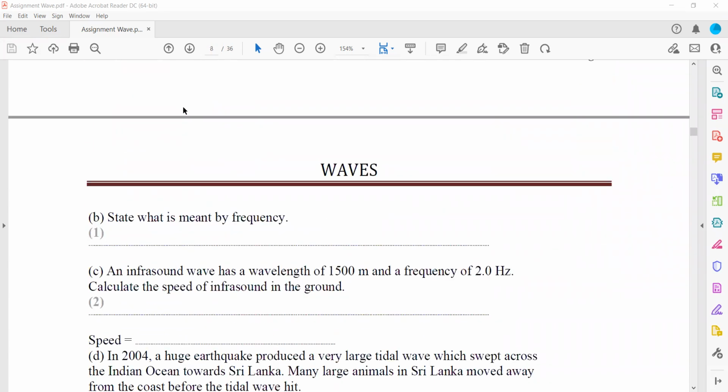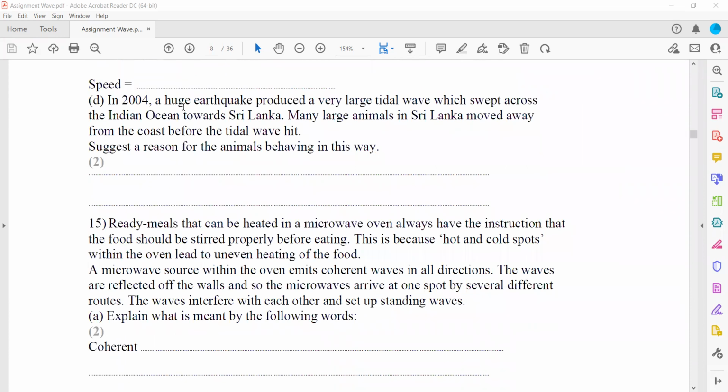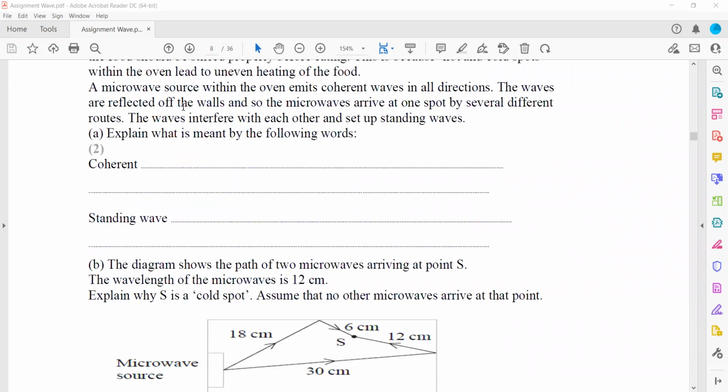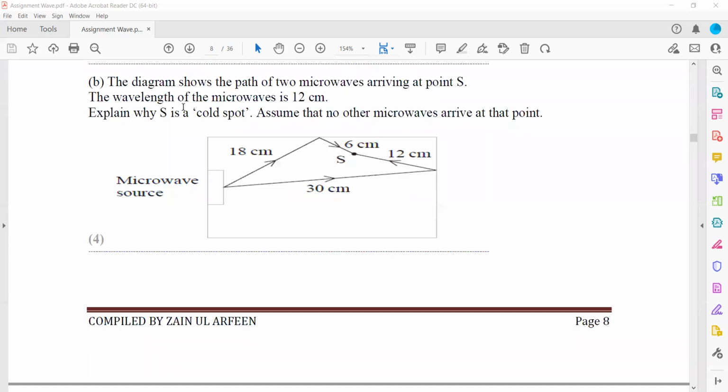This is about polarization. So we are only doing the question related to interference. As you can see here, the diagram shows the path of two microwaves arriving at point S. So the two microwaves meet at point S. The wavelength of the microwave is 12 centimeter. Explain why S is a cold spot. Assume that there is no other microwave.